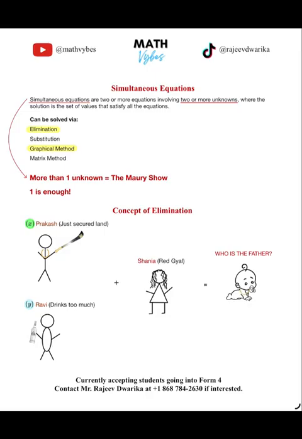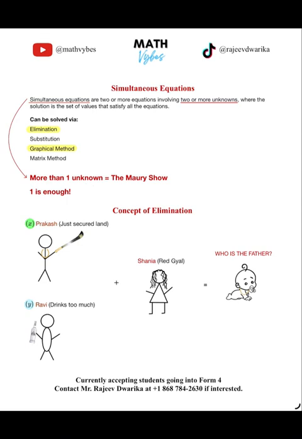What the hell? Simultaneous equations are two or more equations involving two or more unknowns. I want all to keep that in mind, where the solution is a set of values that satisfy all the equations. So after reading that, you're probably feeling to take a drink. Take up a book and learn some work.